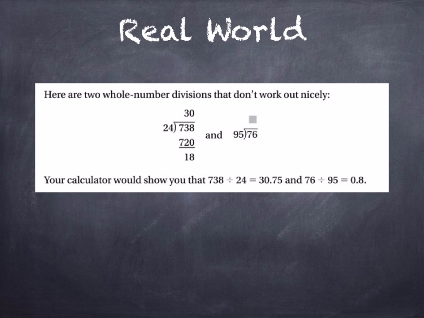Or if you think about it as 76 wholes being broken into 95 groups, only part of each of those 76 wholes is going to be able to be used in each of the 95 groups, because you don't have a full 95 wholes to split into 95 groups. And if you did them on your calculator, you would find that 738 divided by 24 is 30.75, and 76 divided by 95 is 0.8.